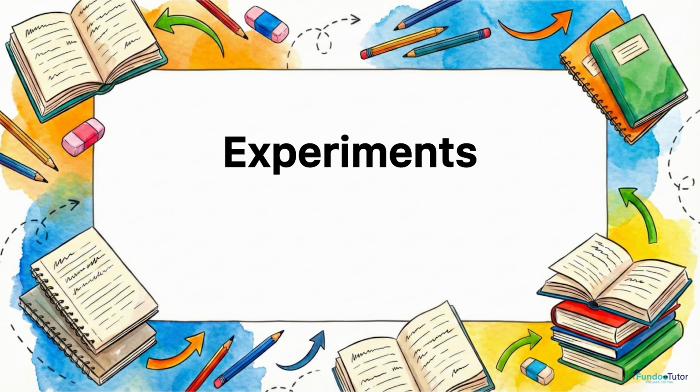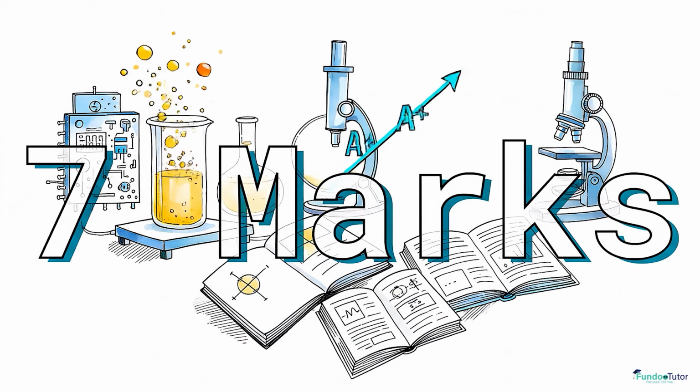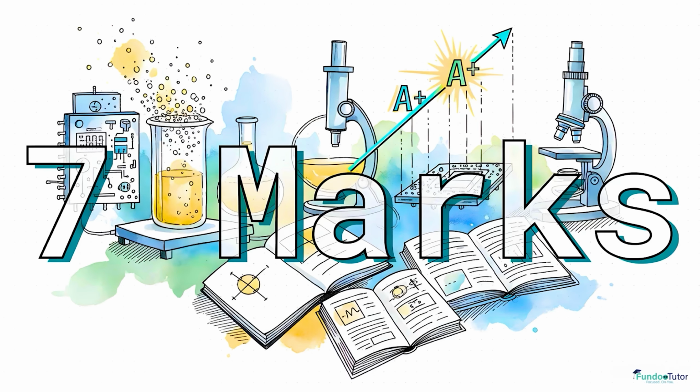Okay, time to tackle the final beast, the experiment planning question. I know this is often the part of paper 6 that students fear the most, but trust me, with a clear structure, you can absolutely conquer it. That's right, 7 marks. This one question is worth a huge chunk of your grade, so paying really close attention to the details here is absolutely essential.